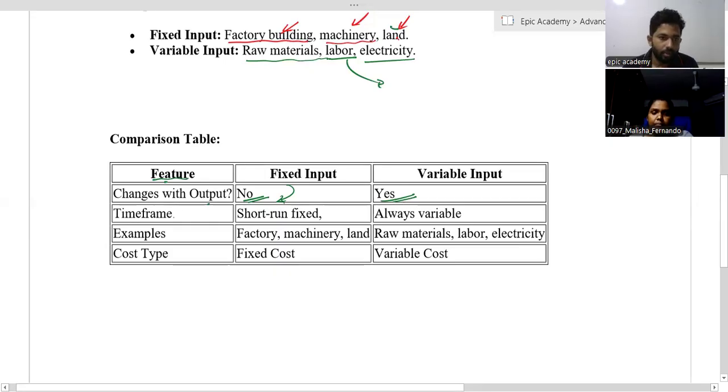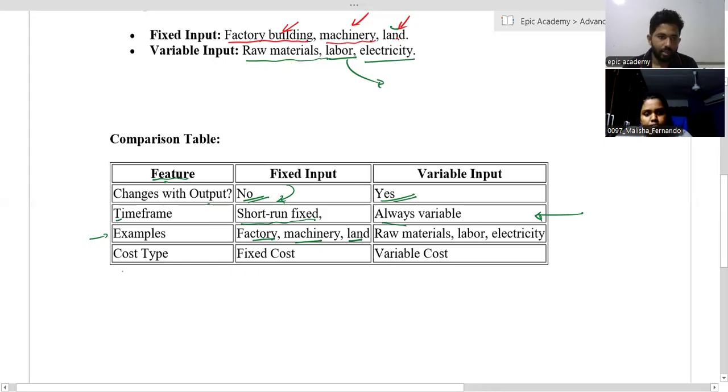Time frames, short run, fixed. Do not worry about that one. I will describe it related to the short run and long run. Okay, skip that one. I'm going to describe one example. Factory, building, machineries, land, those are fixed. Raw material, labor, electricity, those are variable inputs. They can change.